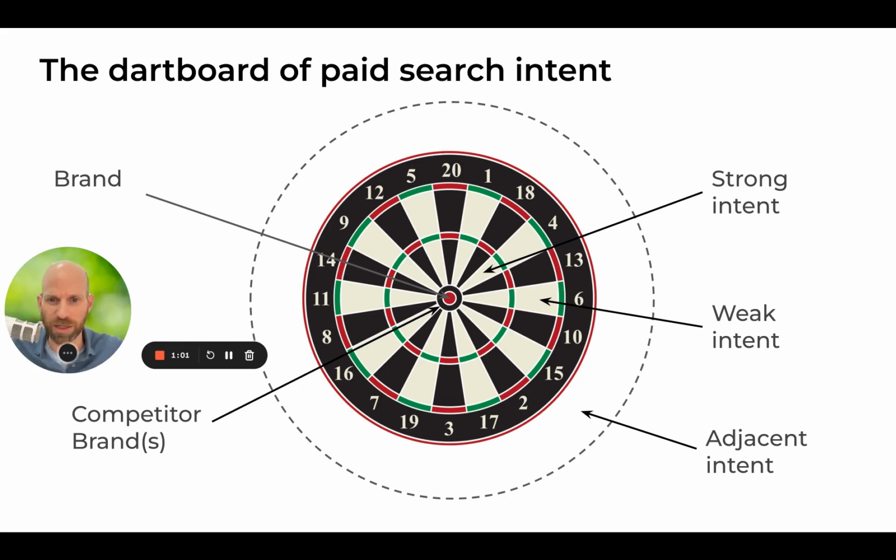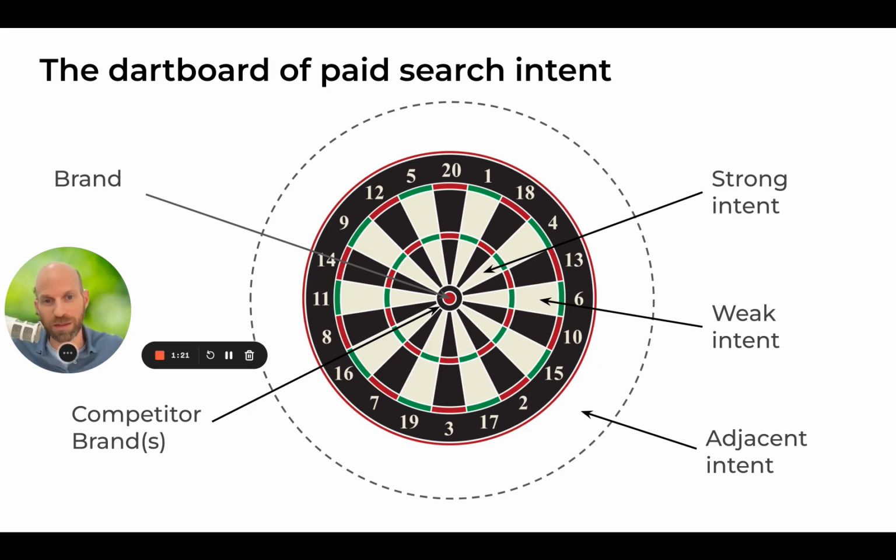And then we go to the next layer out on this dartboard, which is much bigger typically, and that's where strong intent lives. And these are the people that are looking for exactly what you offer, but they're not searching for your brand or your competitor's brand, but they're using these non-branded terms. And usually that's where a lot of marketers stop.